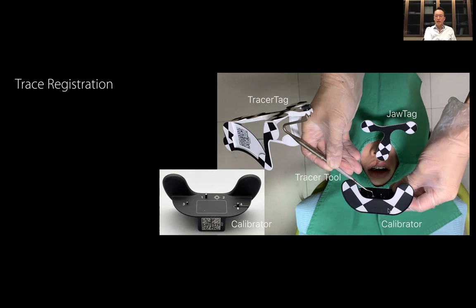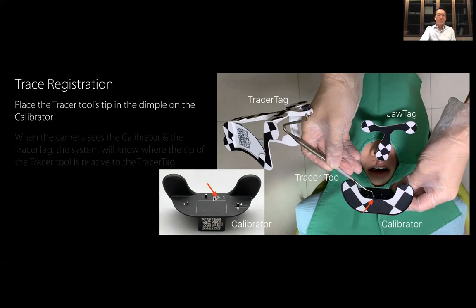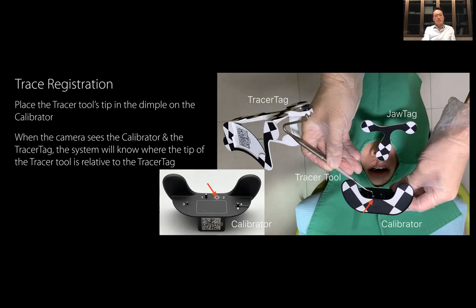We also have another little device here called a calibrator. We place the tip of the tracer tool onto a dimple, a little indentation on the calibrator, and show it to the camera. When the camera sees the calibrator and the tracer tag, the system will know where the tip of the tracer tool is relative to the jaw tag. Initially the camera can only see the tracer tag, but once we put the tracer tool tip onto the calibrator, every time the camera sees the tracer tag, the system will know where the tip of the instrument is. So we can use this instrument now to detect any structures.